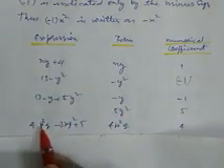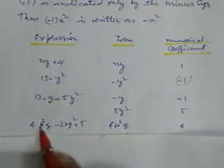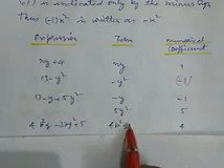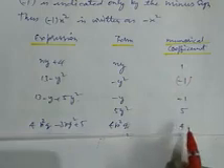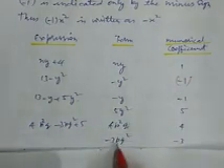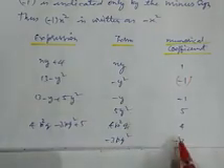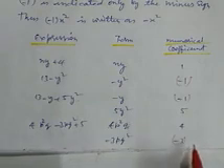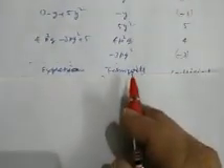Here 4p square q minus 3pq square plus 5. First we take 4p square q. The p square q is the variable and 4 is the numeral coefficient. Minus 3pq square: pq square is the variable and minus 3 is the numeral coefficient. So this minus 3 is the numerical coefficient. This way we express these terms.